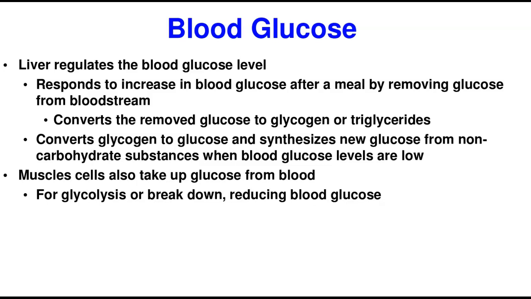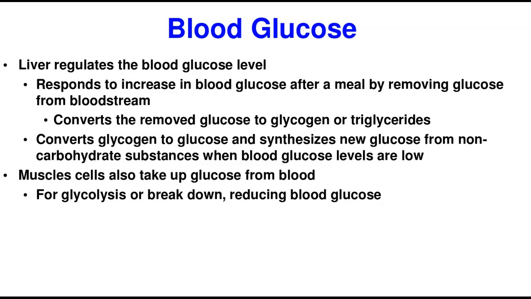So now, most organs metabolize glucose, but we're going to focus our attention on two. Now, the liver regulates the blood glucose level immediately, because the moment food is absorbed, it goes from the hepatic portal vein through the liver. What does the liver do? The liver responds to an increase in blood glucose by removing glucose from the bloodstream. How does it do that? It does that principally by converting excess glucose into glycogen or triglyceride.